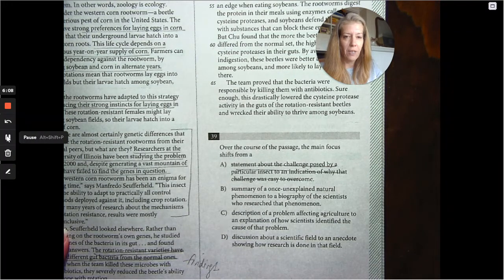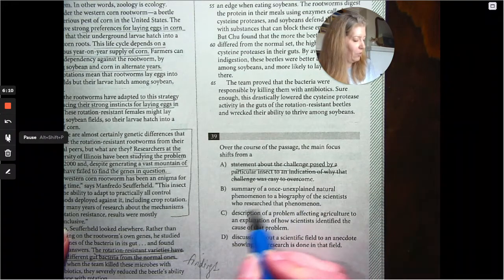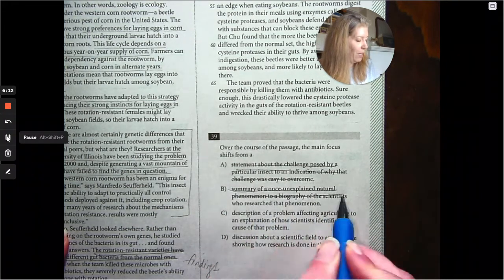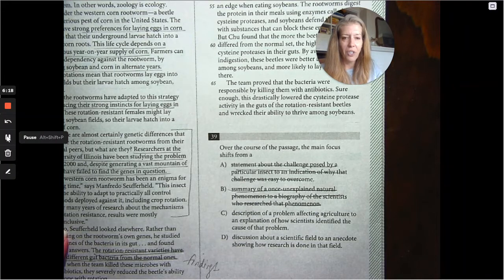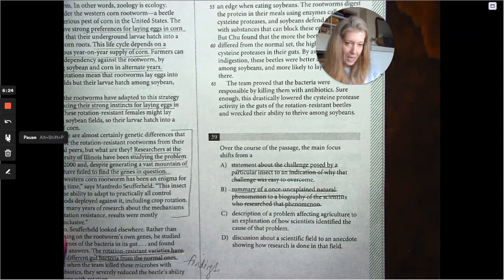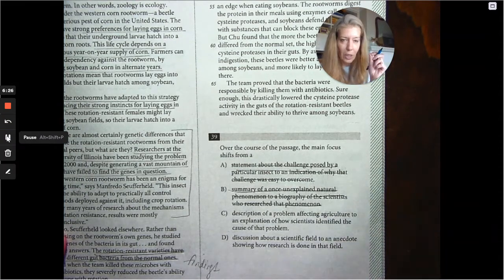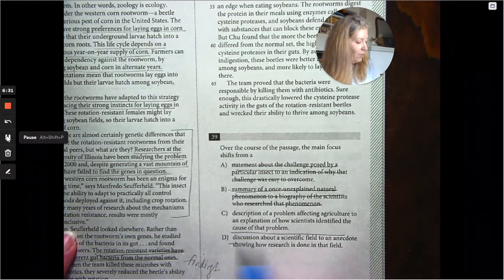To a biography of the scientists who, no. To research that on it, there was no biographical information. Description of a problem affecting agriculture to an explanation of how scientists identify the cause of the problem. I love that one. See, I'm already going to circle it. Discussion about scientific field to an anecdote, a small little story, showing how research is done in that field. Nope. The answer is C.